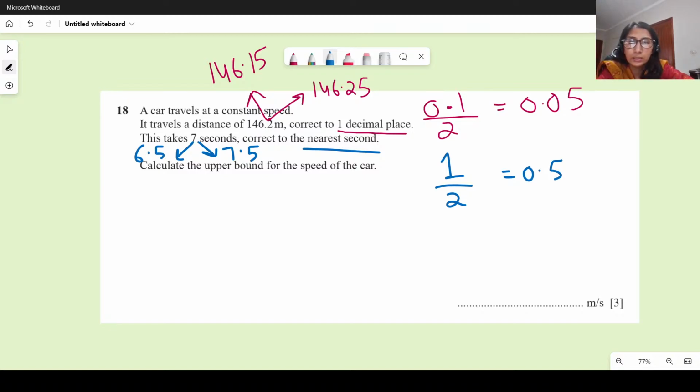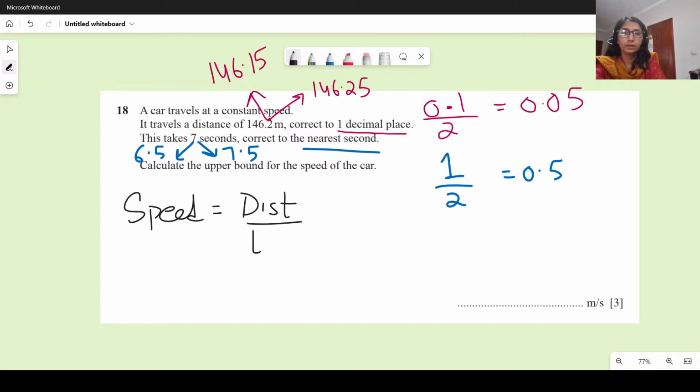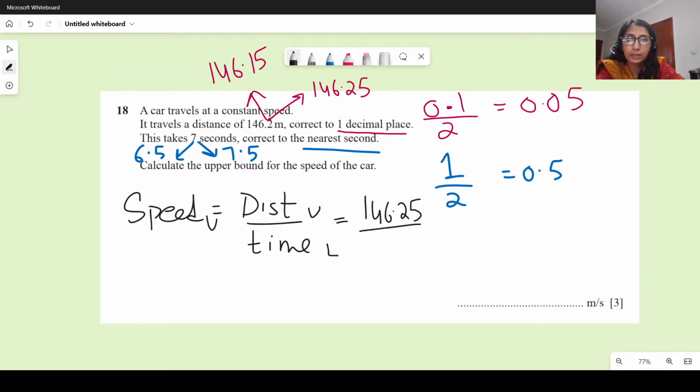Now I need the upper bound speed. The formula for speed is distance upon time. If I need the upper speed, then the numerator has to be the upper value and the denominator has to be the lower value. So the upper distance was 146.25 and the lower time is 6.5. This would give me the answer: 146.25 divided by 6.5, 22.5 meters per second.